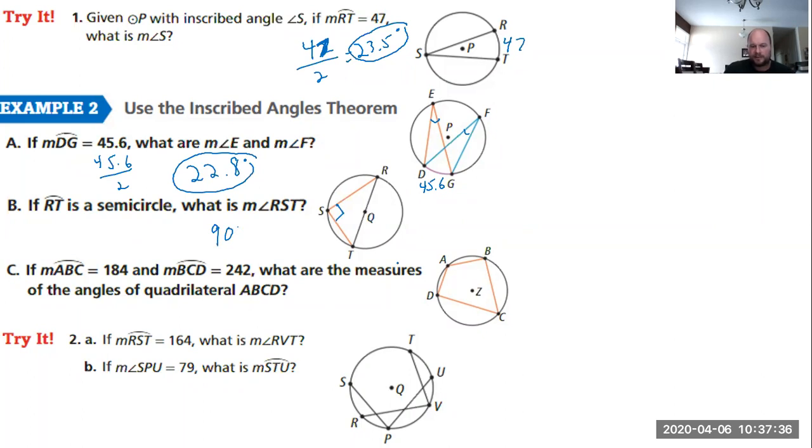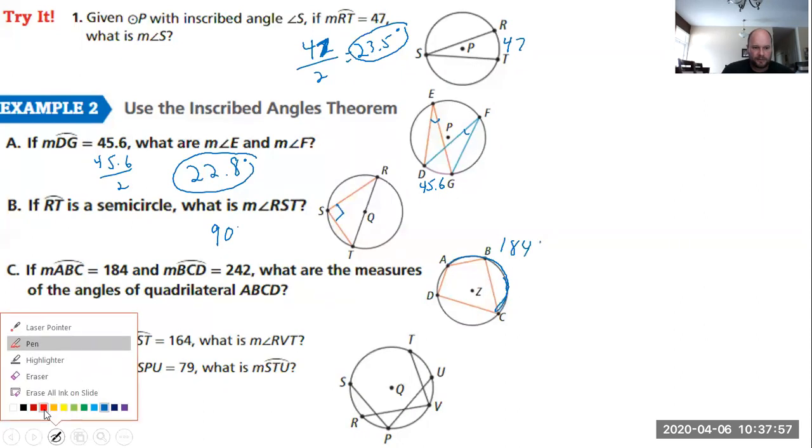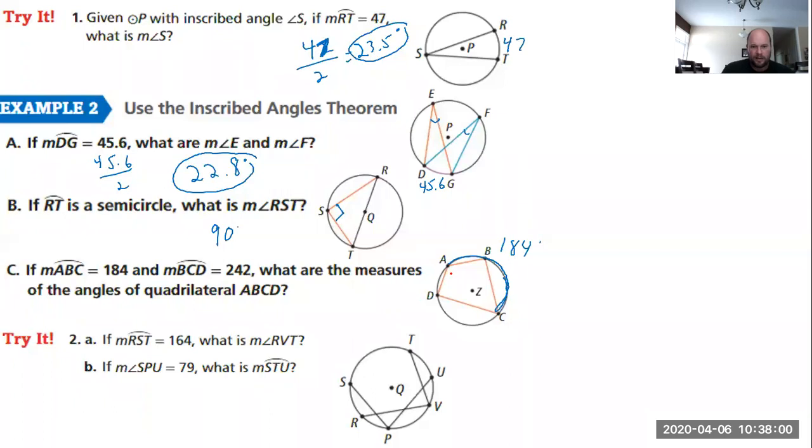For part C, if the measure of arc ABC, so now ABC, so we're going from A through B all the way around to C, is 184 degrees. And then let me grab a different color. And then the measure of arc BCD, so going from here all the way around over here, so this side is going to be 242. What are the measures of the angles of the quadrilateral?